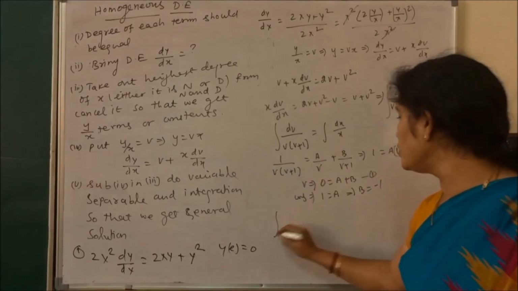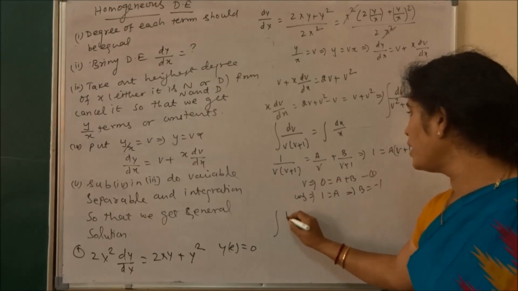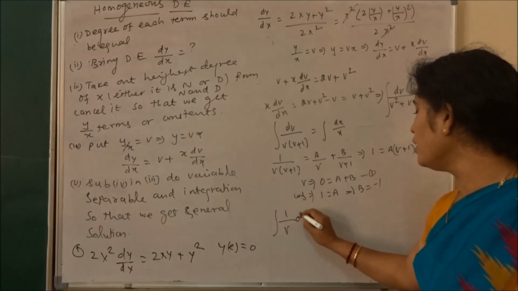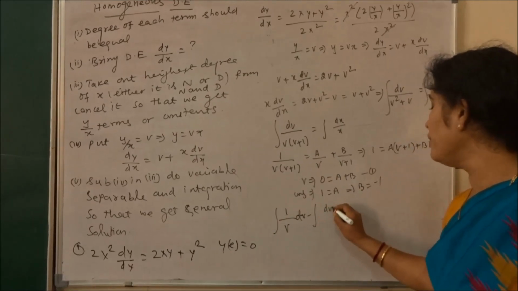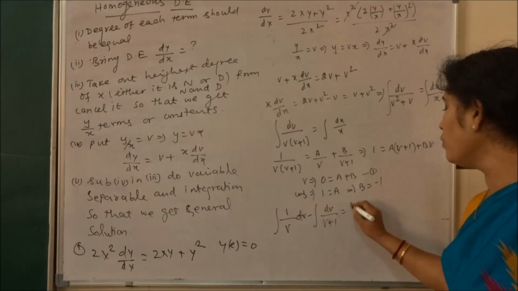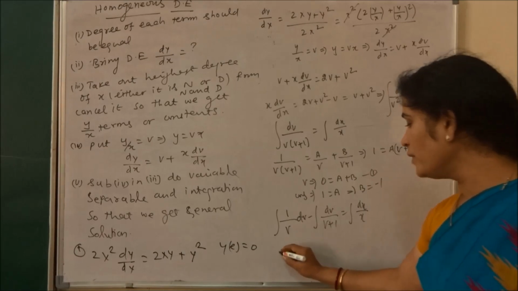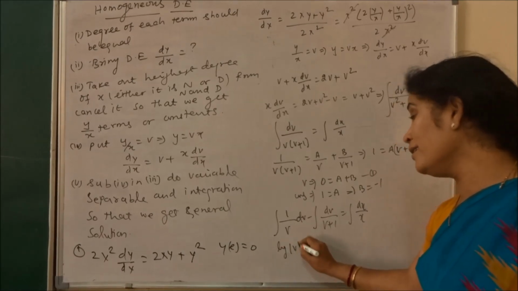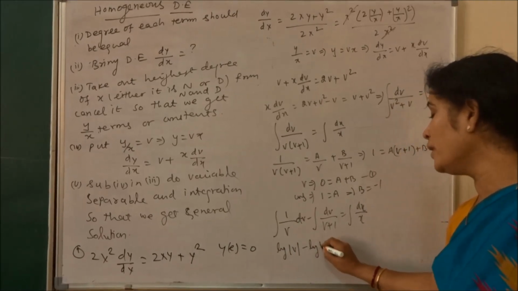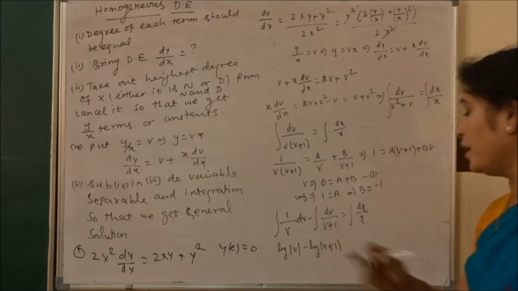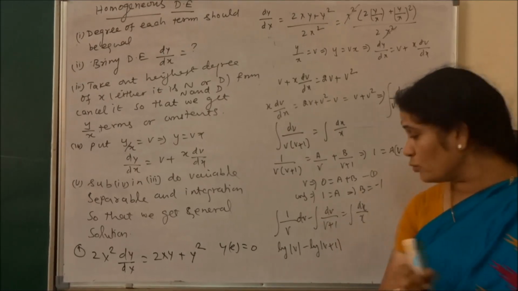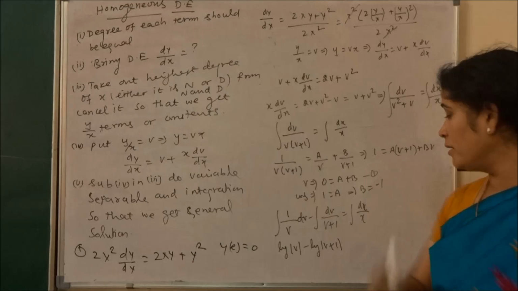Now therefore integral of 1 upon v dv minus integral of dv upon v plus 1 equals integral of dx upon x. Now what is the integration of this? You should know integration, otherwise it is quite difficult. That's why I told you partial fractions and integration by parts. At least you should learn them from integration.